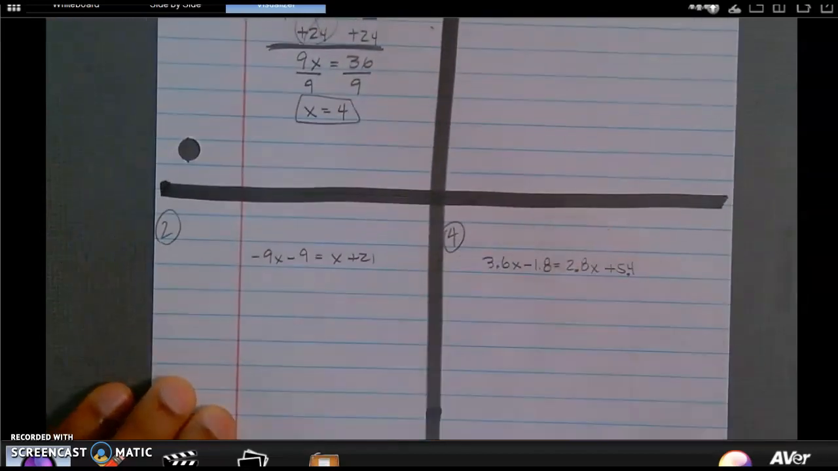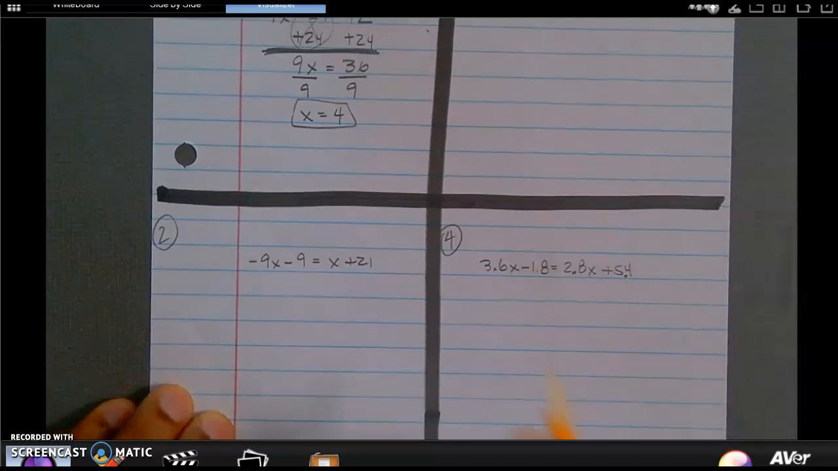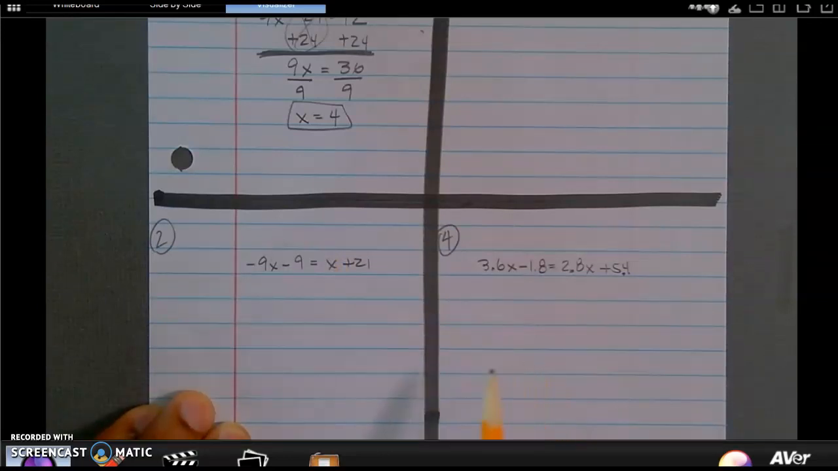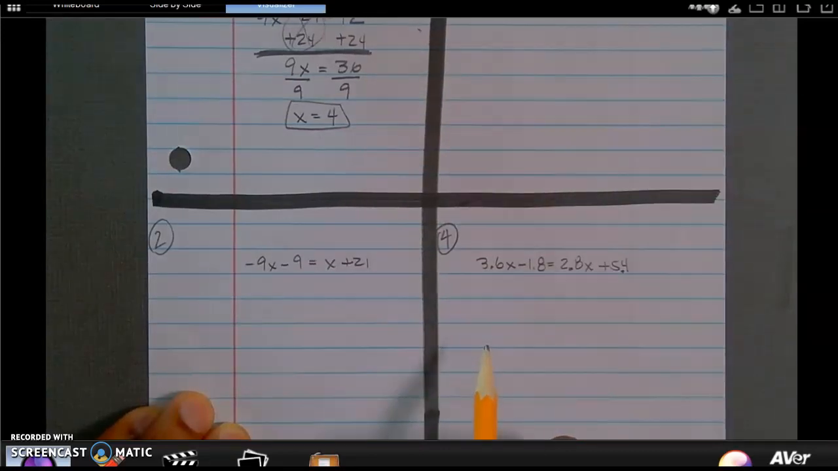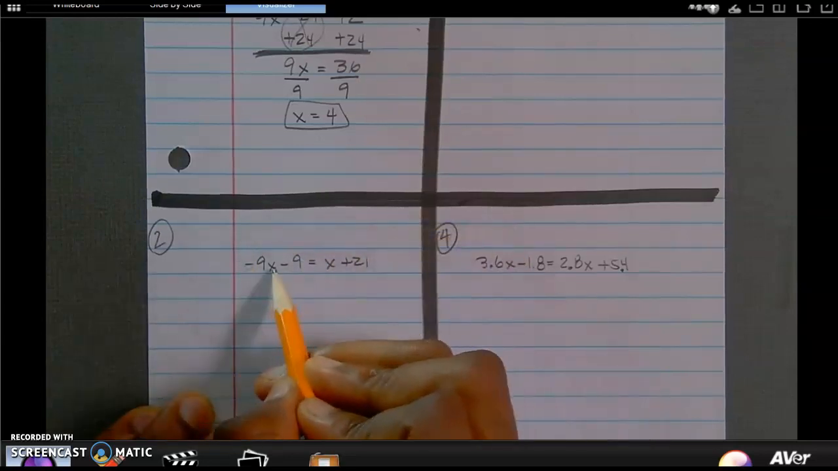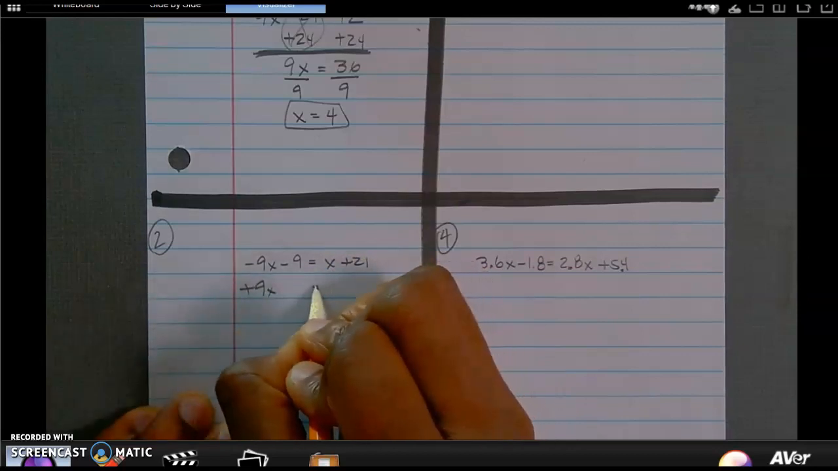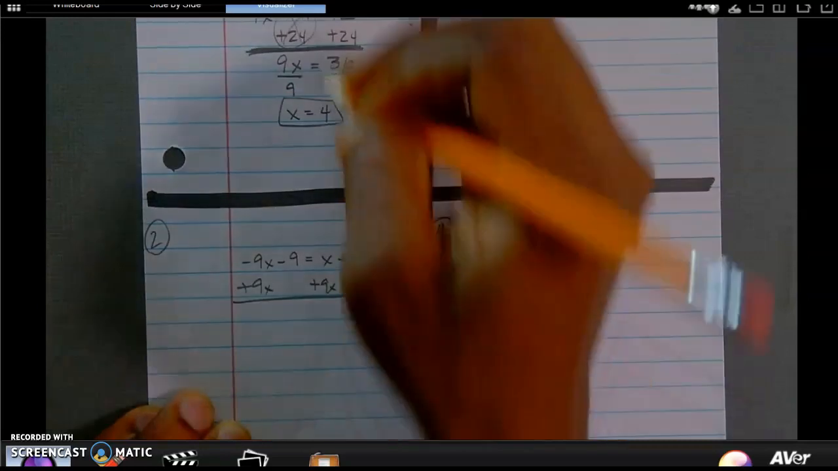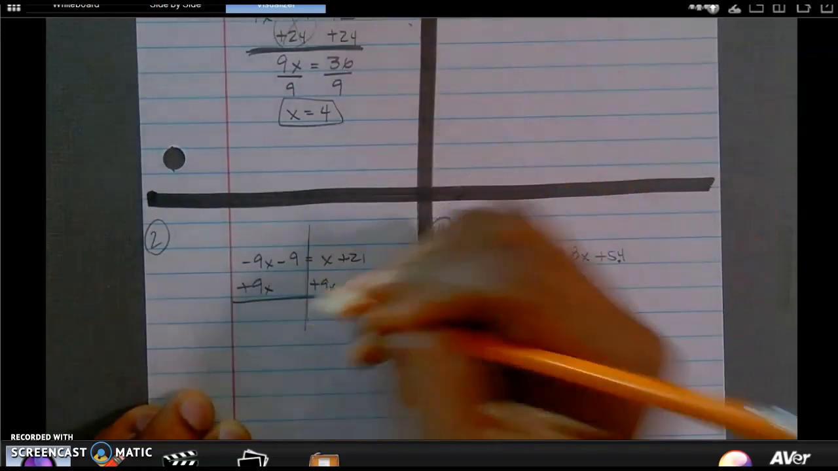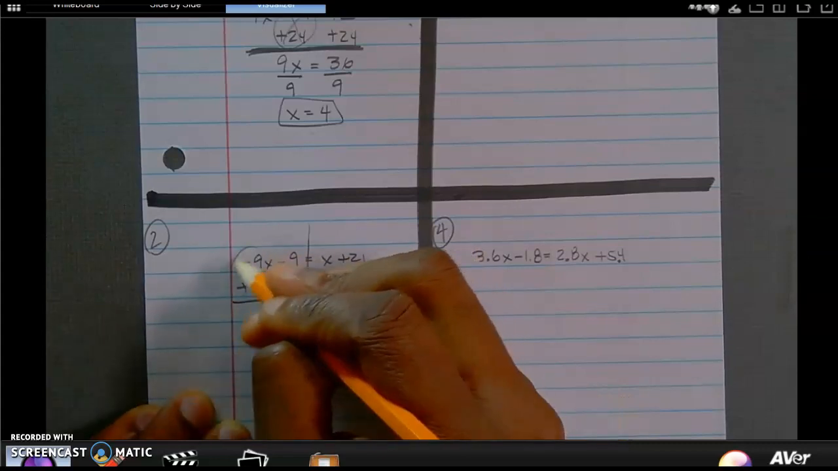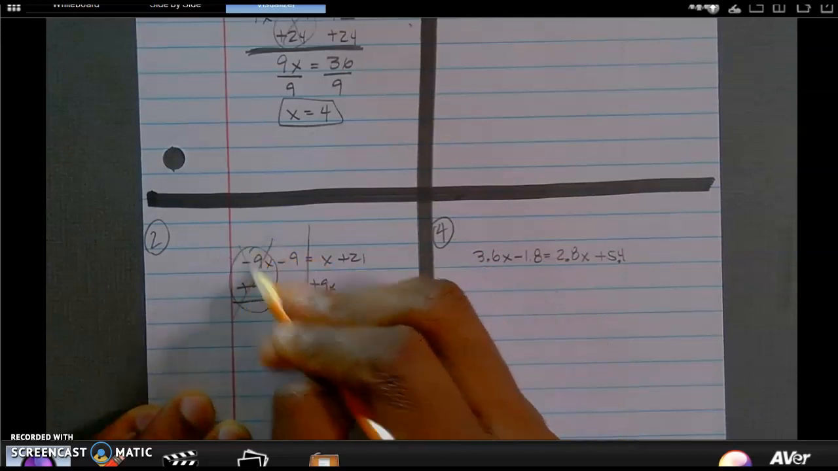Next, I'm going to move on to number 2 down here. So if I am looking at this properly, what I want to do is combine these in a way where I'm going to create a positive coefficient for my variables. So again, my variables are here. So if I add positive 9x to both sides, and again, I want to draw myself a line here. I didn't do that in the previous one. Shame on me. All right, so 9x and negative 9x will equal a 0.